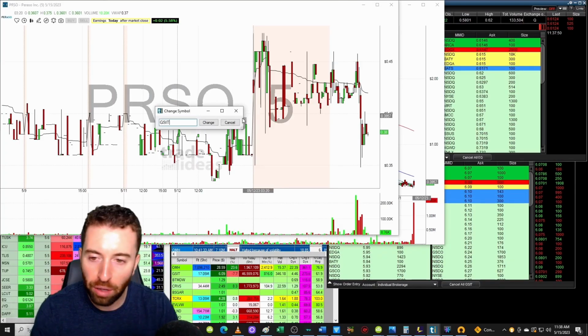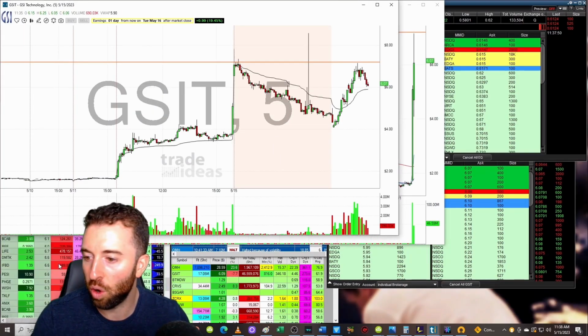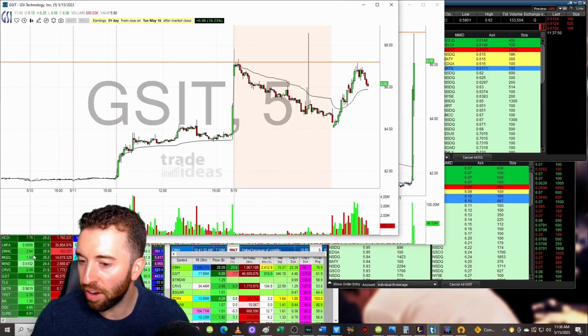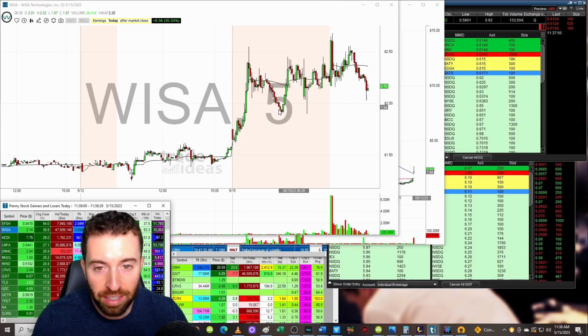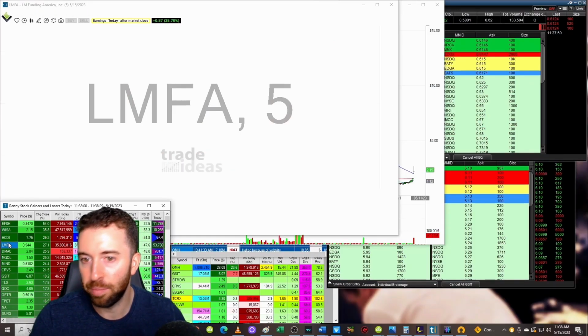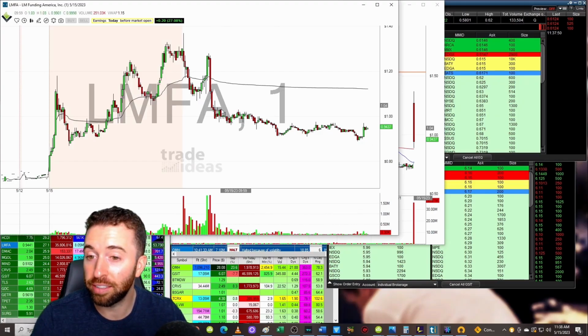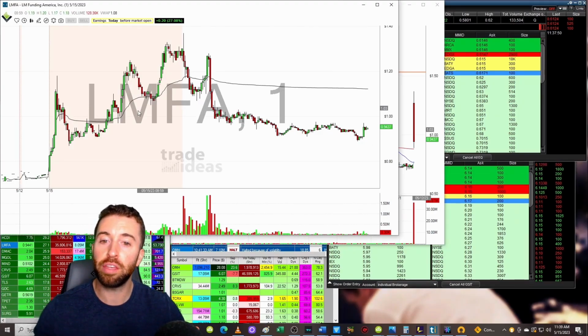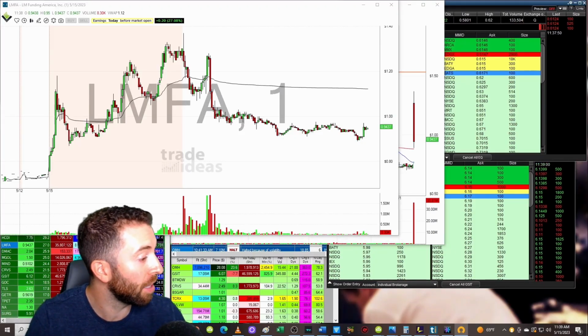So you want to know what a healthy stock looks like. This is what a healthy stock looks like. When you take a look over on GSIT, that's a very healthy play at this moment. We could take a look over on WISA. This is a healthy play at this time. We could take a look at LMFA. LMFA, this is a stock that came crashing on down, but at the same time, it's still a healthy play because it has volume, it has action, it has activity behind it, which is something that's very nice.